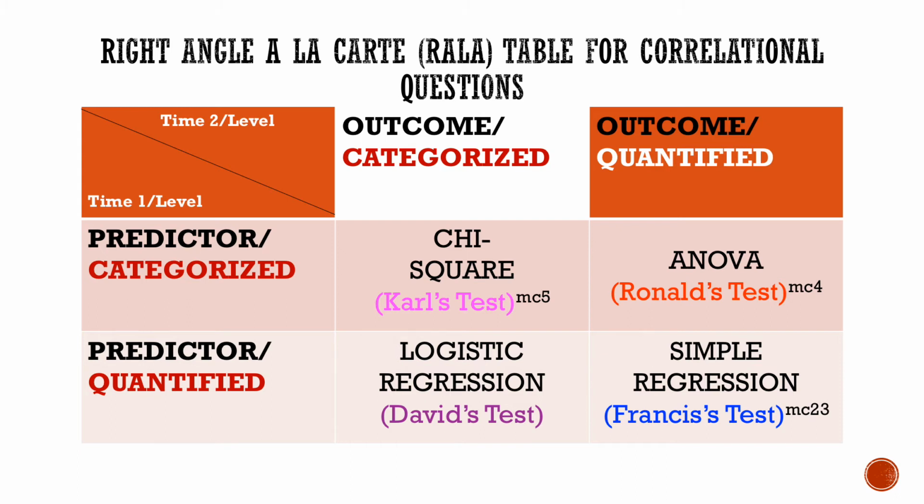The course is divided into 5 mini-courses. In the table, the mini-course linked to each statistic is given with the superscript MC. Mini-course 5 covers concepts about chi-square. I also call this Carl's test. Mini-course 4 covers concepts about analysis of variance, or ANOVA. I called this Ronald's test. And mini-courses 2 and 3 cover concepts about simple regression. I called this Francis's test.